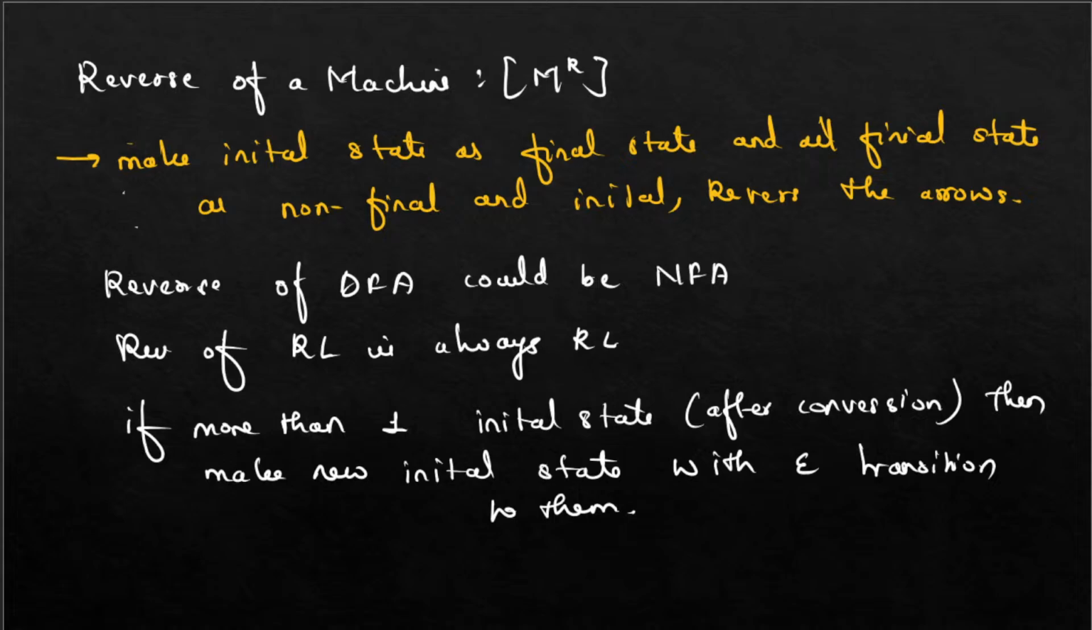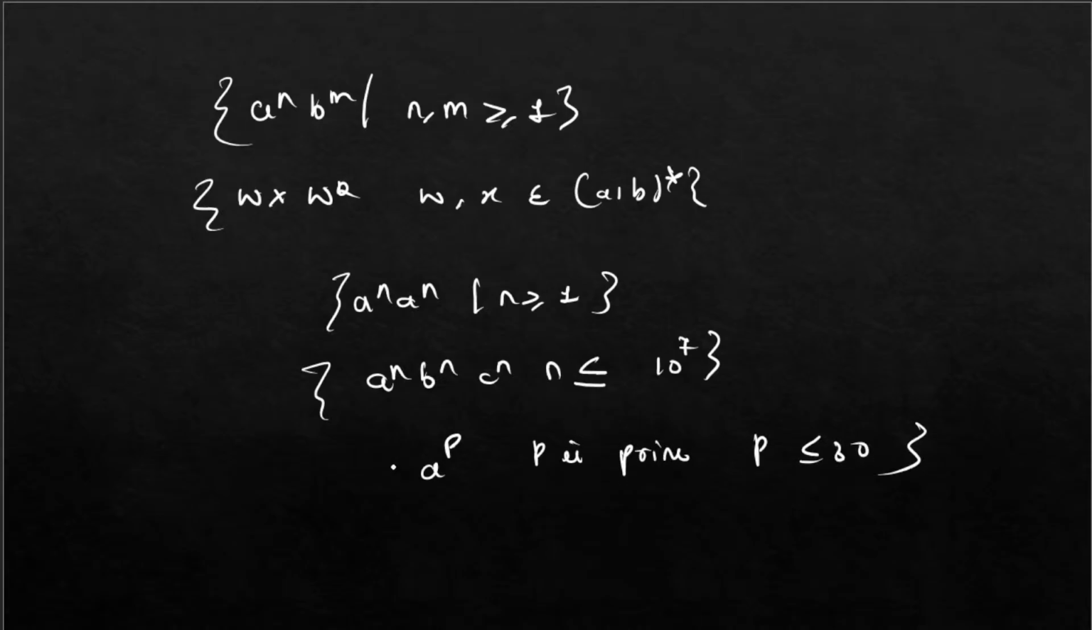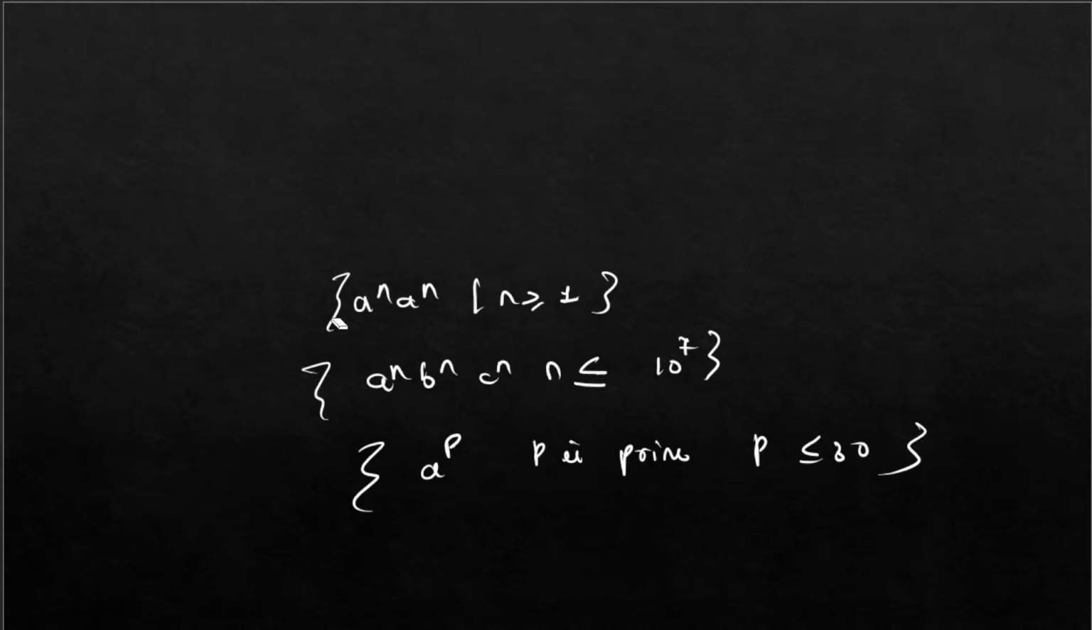So there are various examples of comparisons. Now you all have studied about the standard: n is smaller than or equal to 10 to the power 7. Tell me whether this is regular or not. So just master this question, and 8 to the power p where p is prime and p is smaller than or equal to 30. Tell me whether this is regular or not. So just practice these kinds of questions. There is a high possibility that such questions can come.